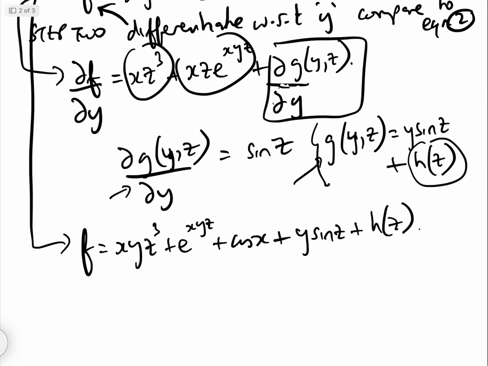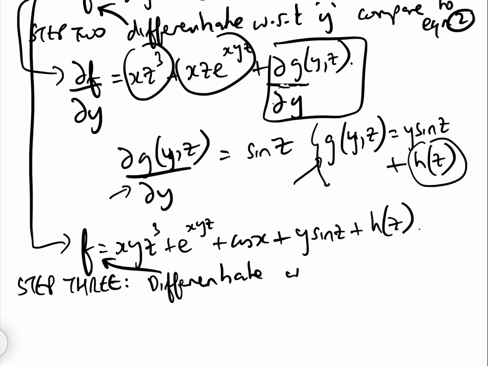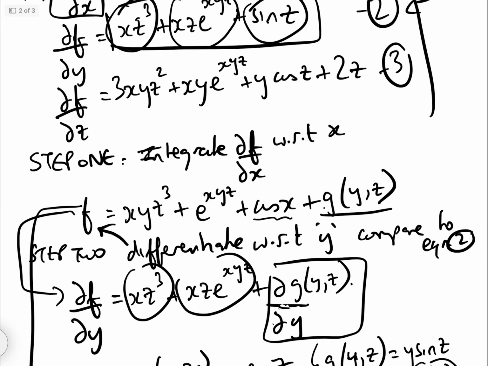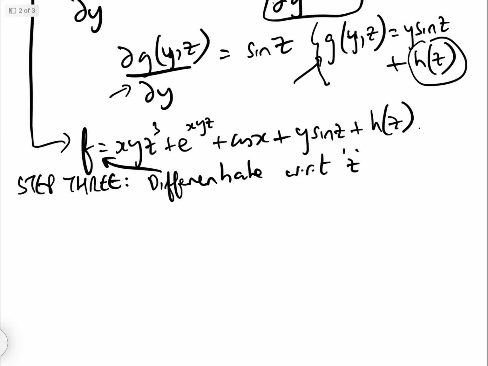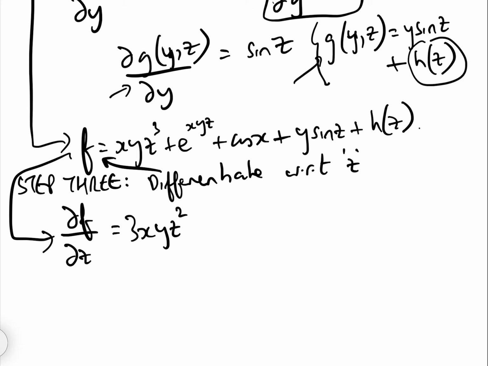So we're almost there now. So now we're on step 3, and I think you know where we're going on this. So step 3, what we're going to do is differentiate that f with respect to z, and then compare it to our third equation here. So let's differentiate it with respect to z. That gives us the partial differential of f with respect to z, which is equal to 3xyz squared add xy e to the xyz add y cos z, which is that one.